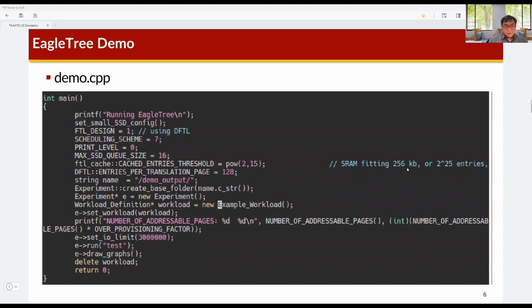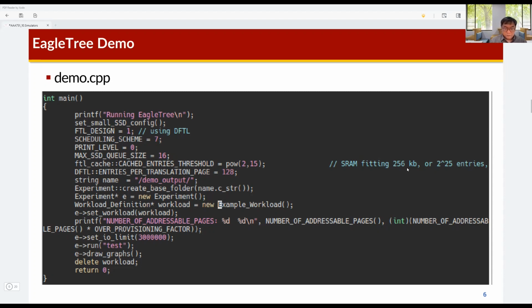Okay, and this is part of the demo code. If you see this demo code, you can find some FTL design. I believe Eagle3 supports several FTL designs such as DFTL, page level, or block level FTL. You can also adjust several parameters for this SSD.